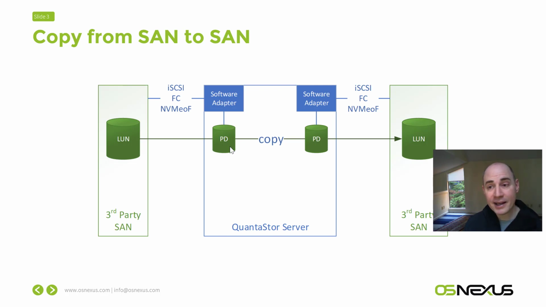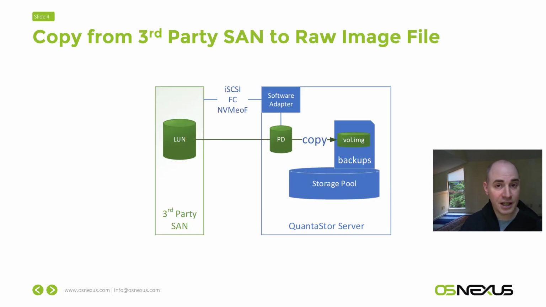The thing to keep in mind is that you have to have at least as big of a LUN on the right as you do on the left. So if you have a 100 gigabyte LUN, the target LUN has to be at least 100 gigabytes and so on.